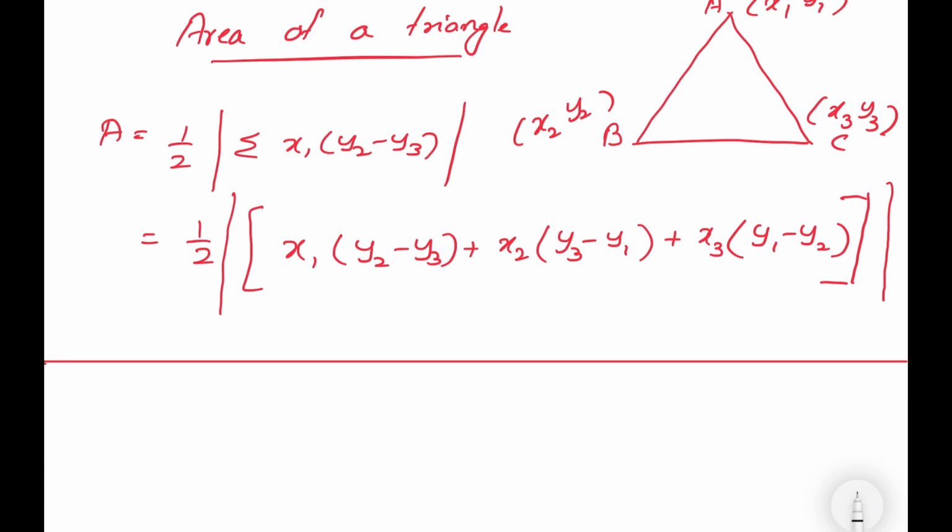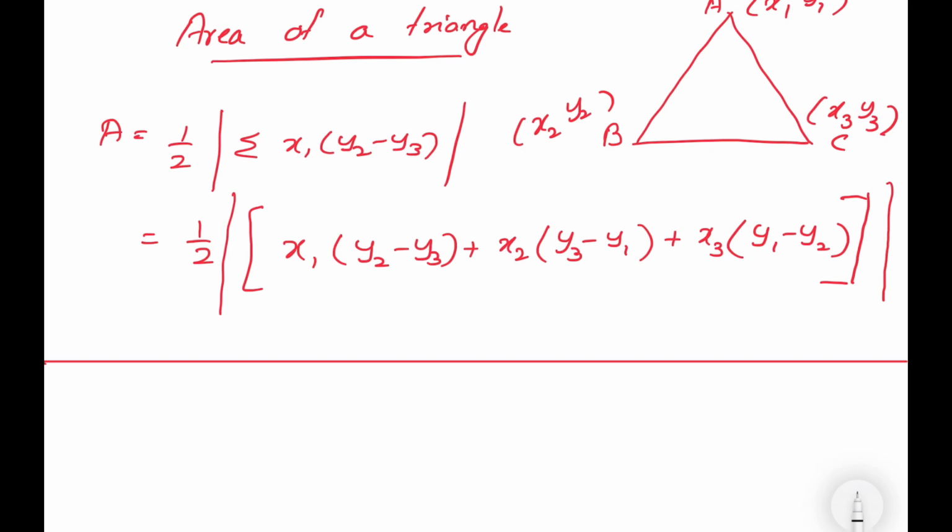Now, area of a triangle. This is also not included in your syllabus, but still I will teach you. Let the three coordinates be given, then the area of the triangle will be half into sigma. Because it is area, it cannot be negative, so you have to take the absolute value of the value you are getting.